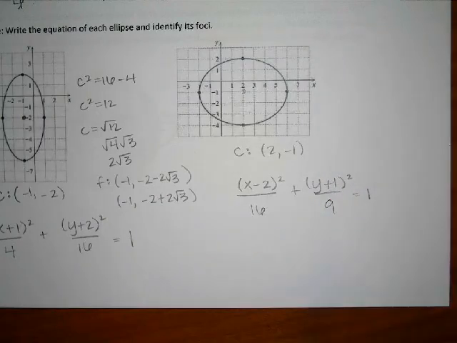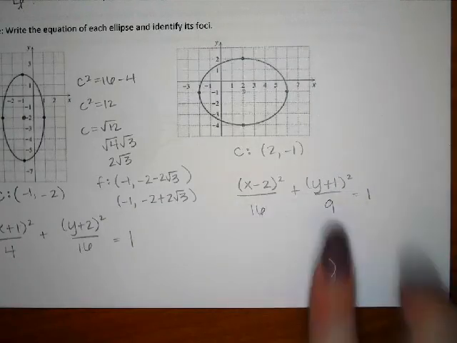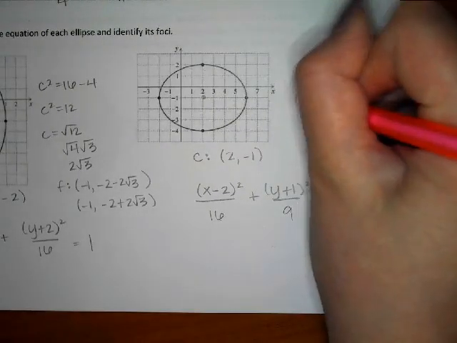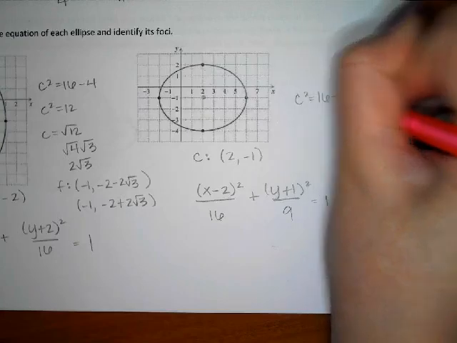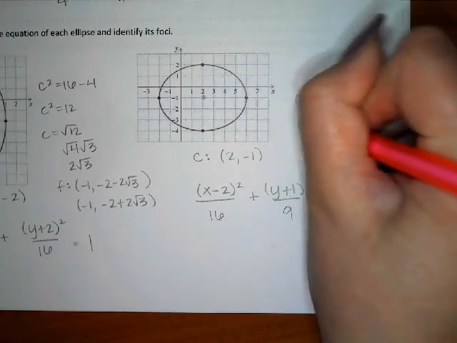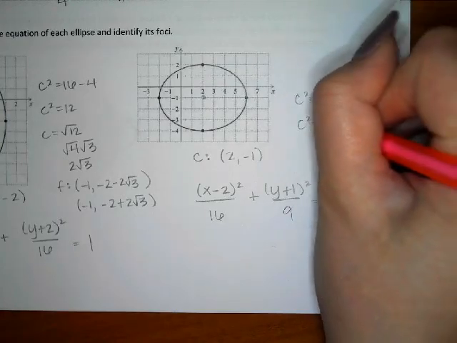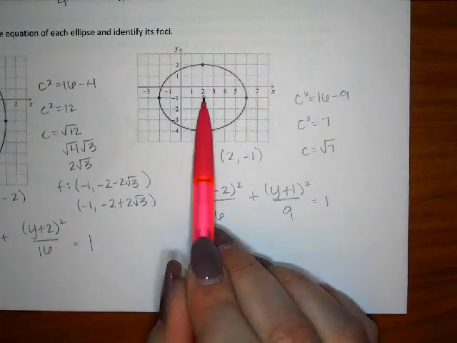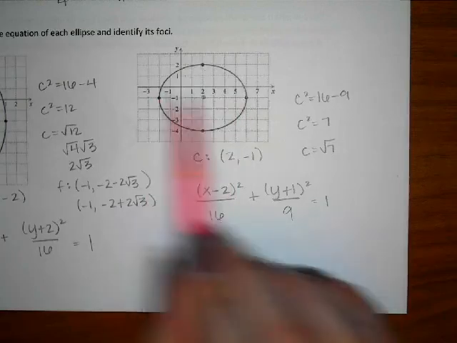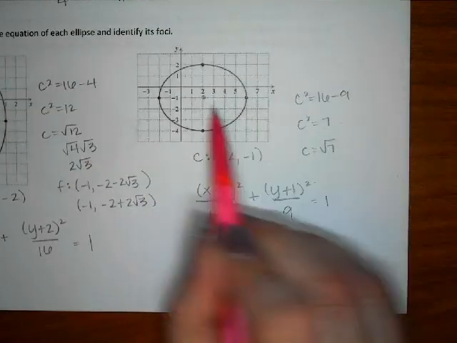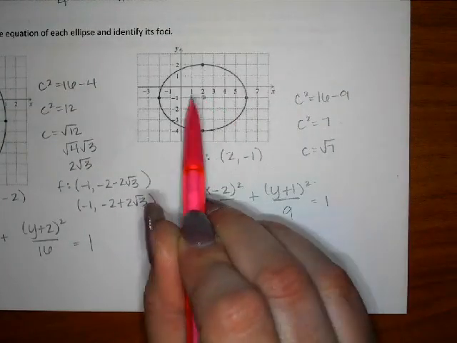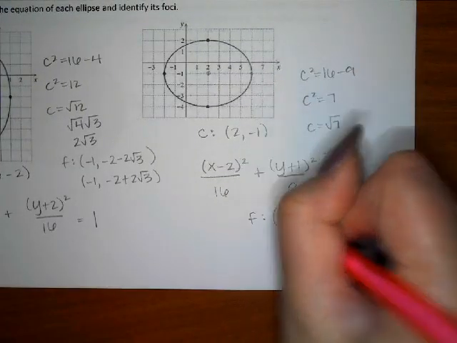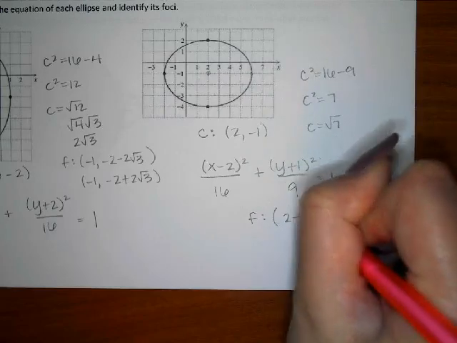And then to find the foci, we're going to say c squared is the bigger minus the smaller. C squared, 16 minus 9 is 7. And then we go from the center, we go the wider distance or the taller distance. And so from the center, I'm going to go left and right square root 7. So left square root 7, right square root 7.